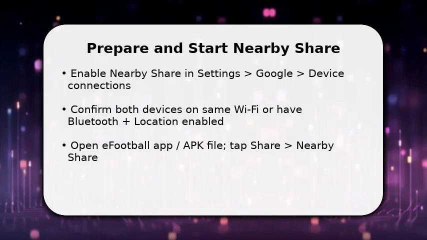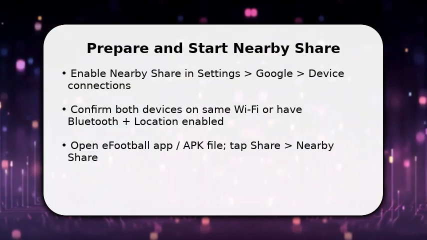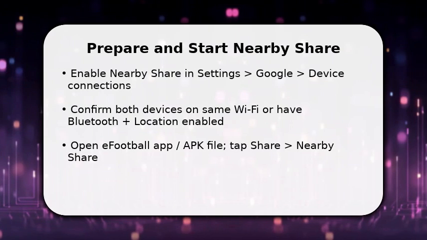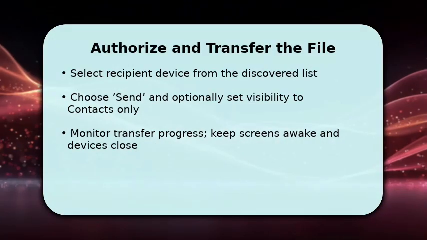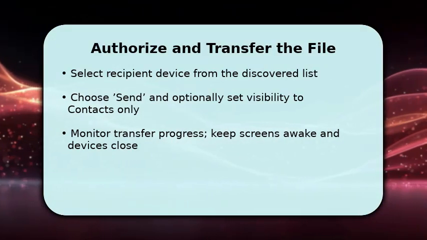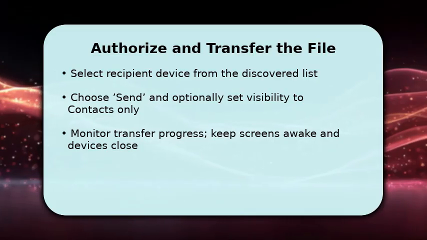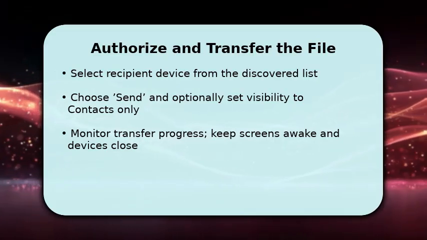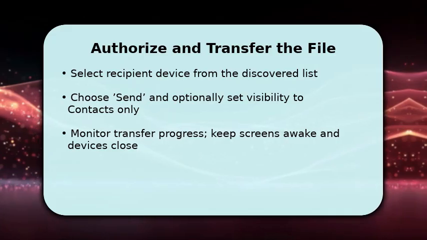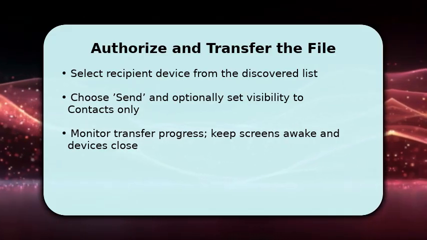Start the share and choose Nearby Share. Your device will search for nearby receivers so you can pick the correct target. Once the receiver appears, tap its name to initiate the transfer. You may be prompted to set visibility; restrict to contacts if privacy matters. That prevents random devices from connecting.